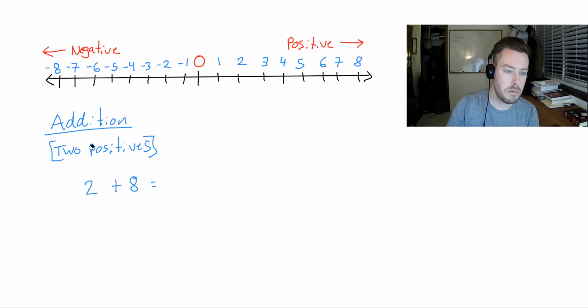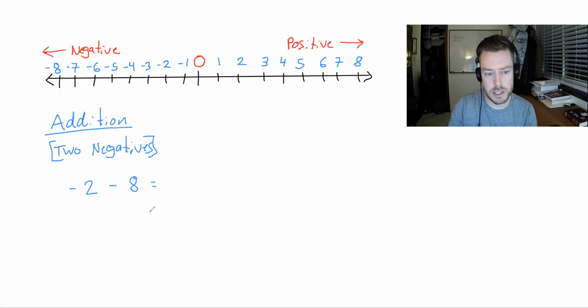So let's change it up. Let's do two negatives now. If we were to do two negatives, let's do the same two numbers: -2, -8. There's a few things you can do here, but essentially, let's go on the number line again. Let's go to -2. We are going to subtract 8 from -2.